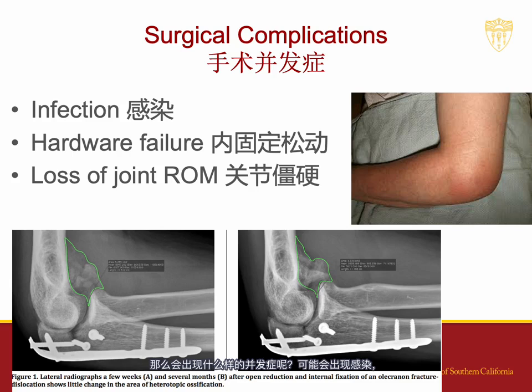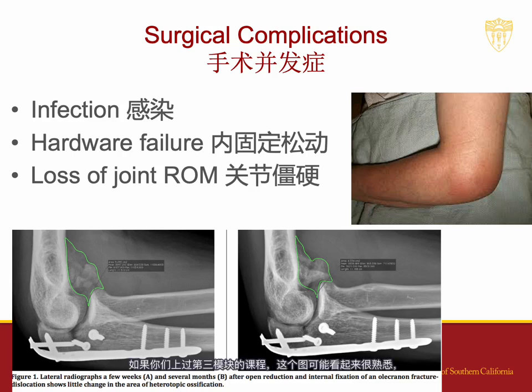So what are our complications? Infection can happen. Hardware failure, especially if there's a lot of hardware. This is one where they may take out the hardware if there's significant irritability and pain. But the biggest problem that we will see is loss of range of motion.